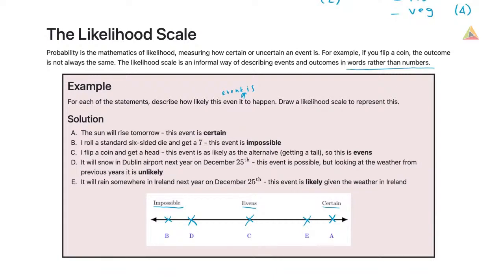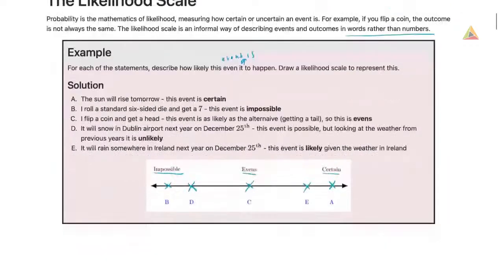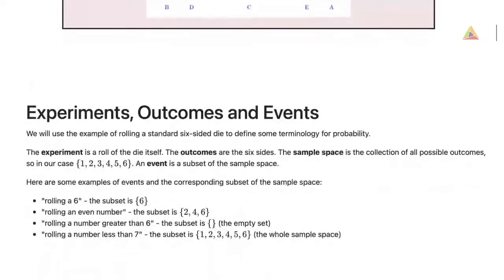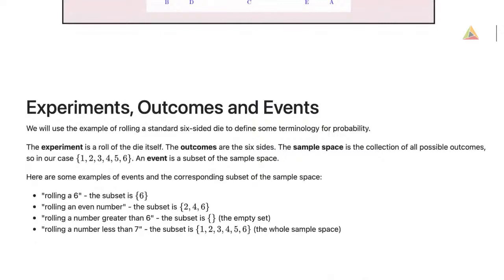So that's the likelihood scale, and we use it to show how likely an event is to occur. I'm going to scroll down here now. And this time we're looking at experiments, outcomes and events.